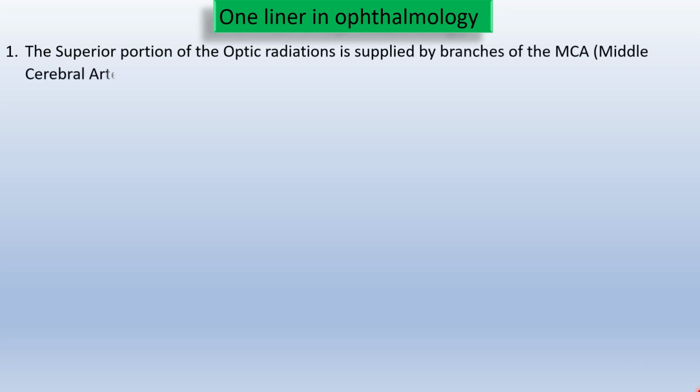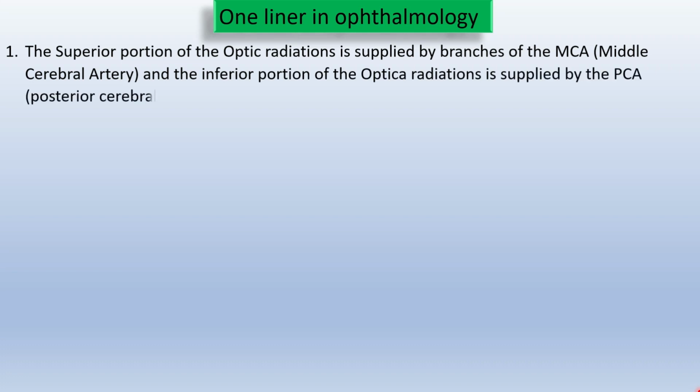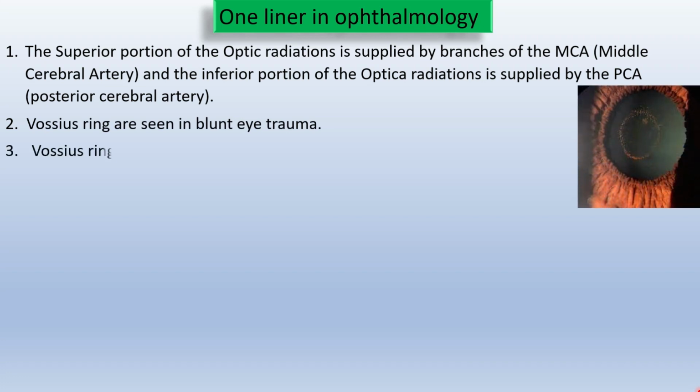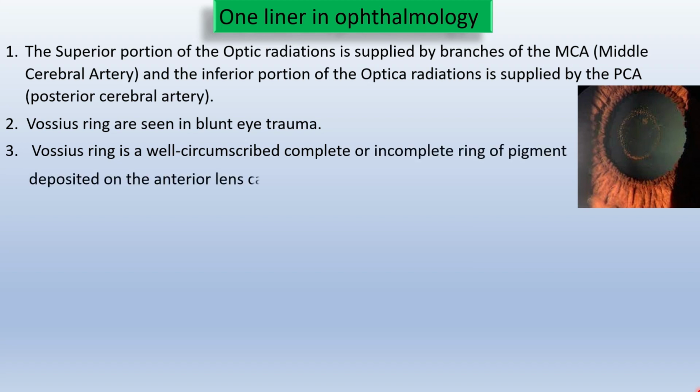The superior portion of the optic radiation is supplied by branches of the middle cerebral artery, and the inferior portion of the optic radiation is supplied by the posterior cerebral artery. Osseous rings are seen in blunt eye trauma. Osseous ring is a well-circumscribed, complete or incomplete ring of pigment deposited on the anterior lens capsule surface.